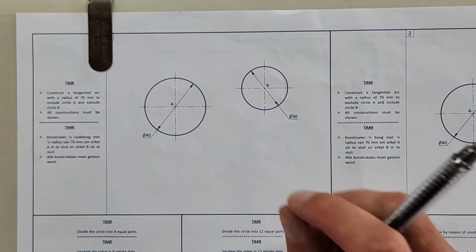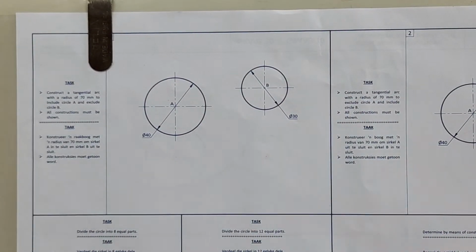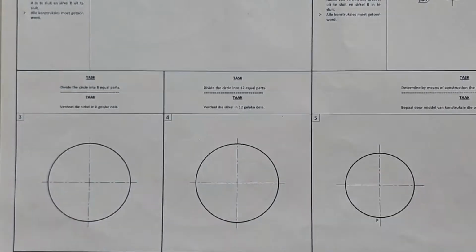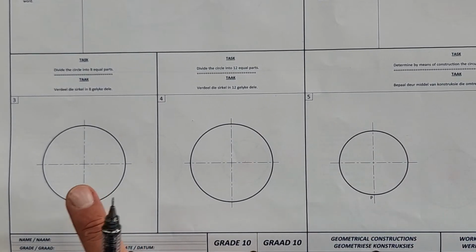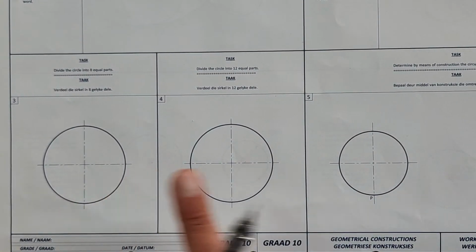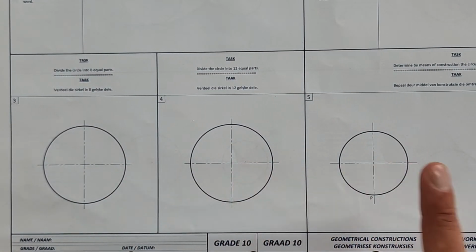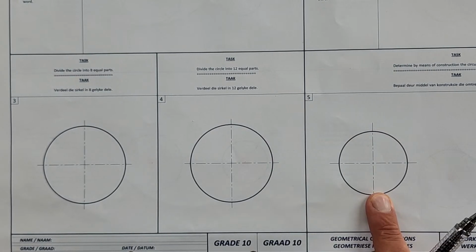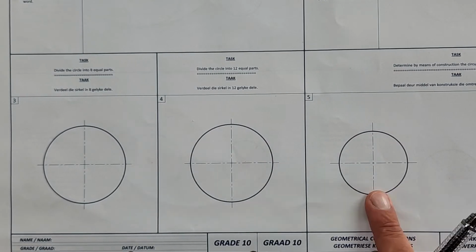HSE workbook. We're busy with tangential arcs. That's going to be the first two. But then at the bottom, I'm going to show you 3 hacks to divide a circle into 8 equal parts, or 12, as well as how to determine the circumference of a circle using construction only.